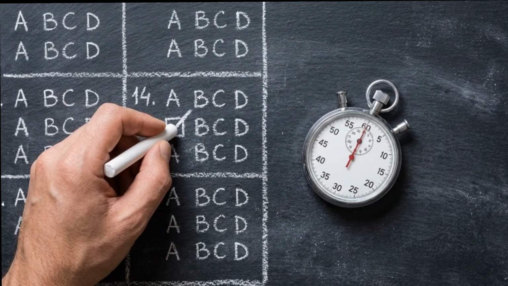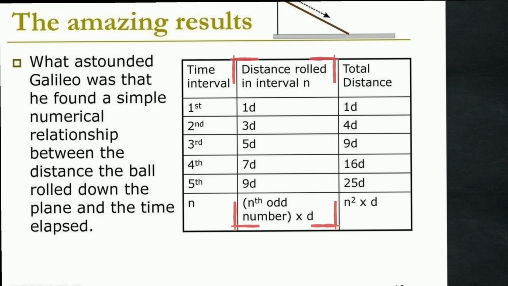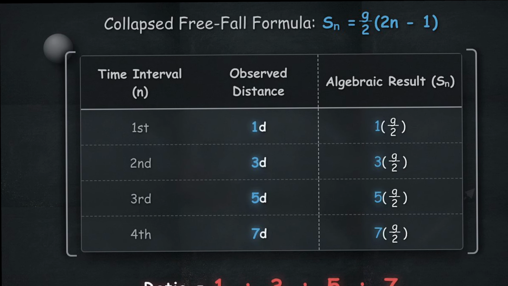Over 400 years ago, Galileo Galilei observed this exact pattern. This historical table illustrates his findings. The distance an object travels during consecutive equal time intervals follows the exact sequence of odd numbers. If we substitute n equals 1, 2, 3, and 4 into our collapsed formula, our algebra perfectly reproduces Galileo's physical data. We generate the exact 1 to 3 to 5 to 7 ratio of displacement.